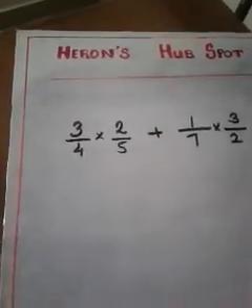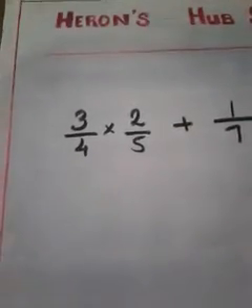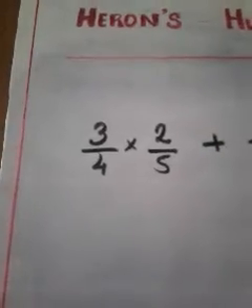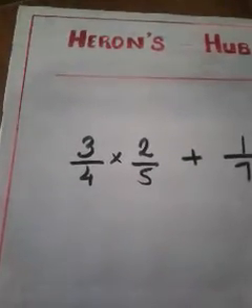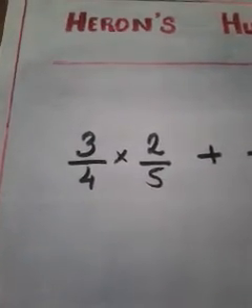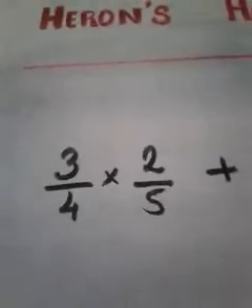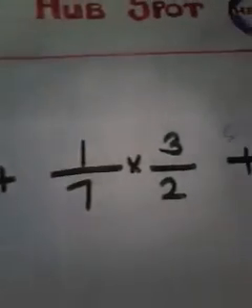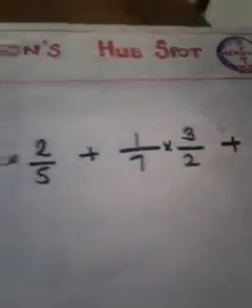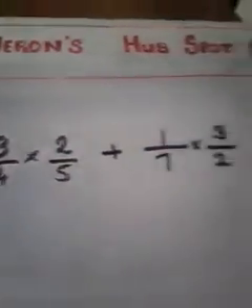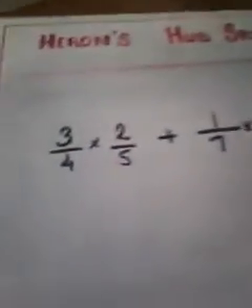So now I am going to solve this question. Let us start this video session by solving this question. Solve it by using the property. Your question is 3 by 4 into 2 by 5 plus 1 by 7 into 3 by 2 plus 3 by 2 into 1 by 4. Are you following me? Now let us see.